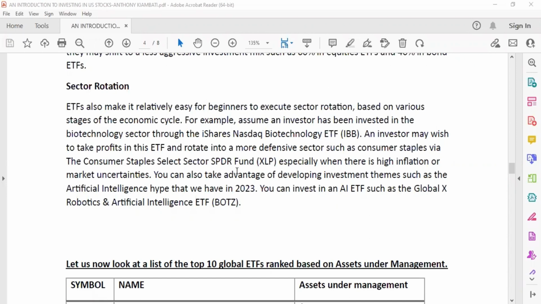Okay, so I was talking about sector rotation as an advantage of investing in ETFs. What I mean by sector rotation is, let's say we're in a good market condition, there's no inflation, etc. The markets are good. You will go for, let's say, the more volatile ETFs. Let's say you will invest in the biotechnology sector, which is quite volatile, via the iShares Nasdaq Biotechnology ETF. But when the conditions change, like the situation we're having right now, there's a lot of inflation, the markets are unpredictable, you might want to go for a more defensive investment style.